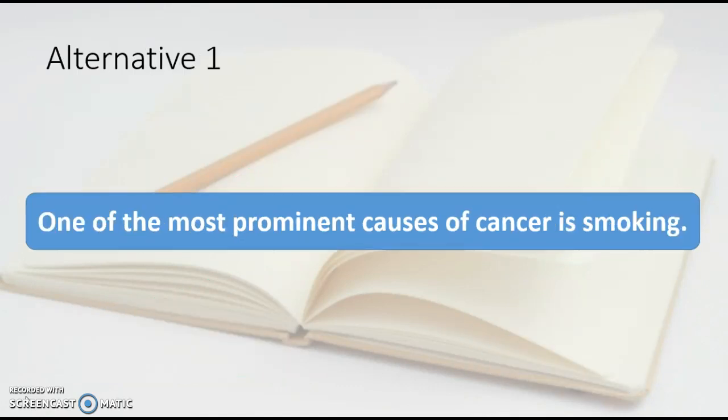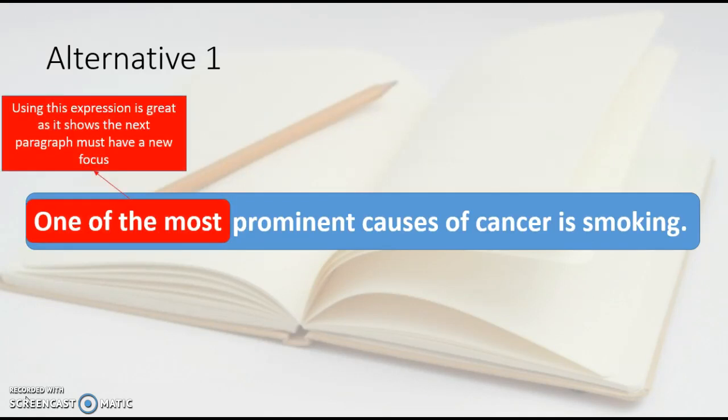Now, an alternative to this would be one of the most prominent causes of cancer is smoking. So as we can see, the causes remain the same, but we've replaced this first part with one of the most. Now, this is really a great expression to use, as it shows that our essay is going to include numerous causes. But one thing to bear in mind is because we said one of the most, the word causes or effects needs to be plural at the end of it, because we've made it clear from the outset that we're using more than one.